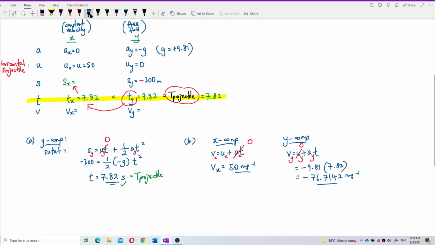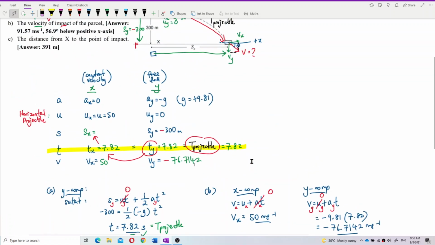Actually, you can also just write down the value over here. Once you got the value, you can put it in here so that it will assist you to find the next piece of information. You can just put Vx is 50 already. You also can put the Vy. Vy has negative, negative means it's going downward. So negative 76.7142, put in there.